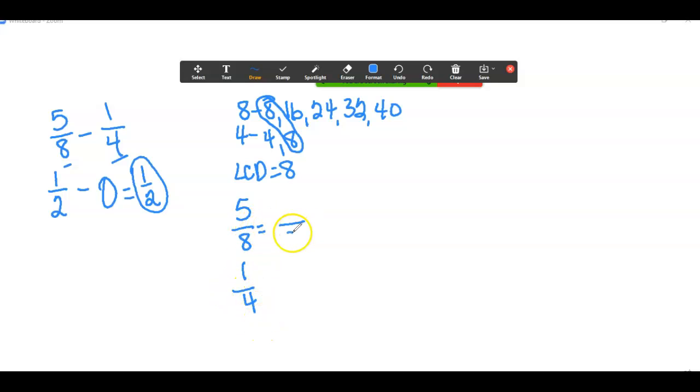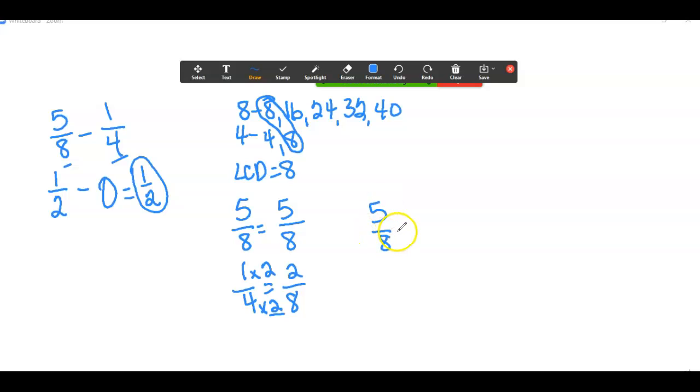Well, if I'm changing to eighths, this is already in eighths, so 5/8 is 5/8. Okay, so I only have to change this one. So 4 times what is 8? Okay, and then what I do to the bottom, I do to the top. So 1 times 2 is 2. All right, so now I have my equivalent fractions.